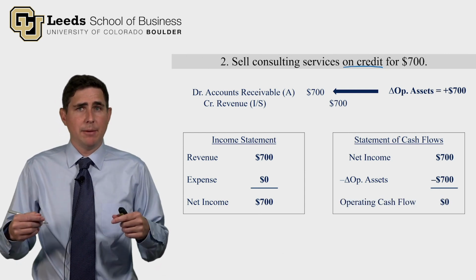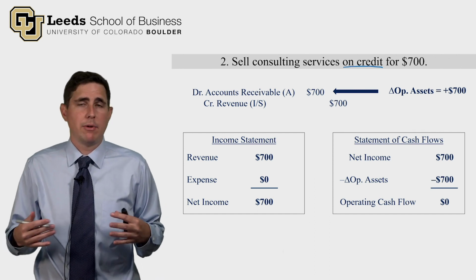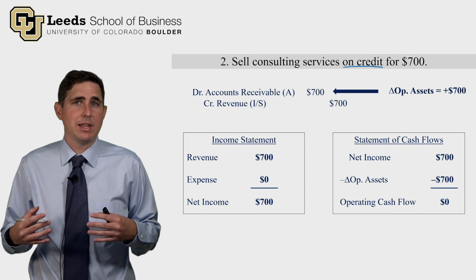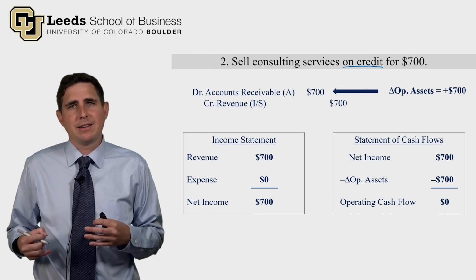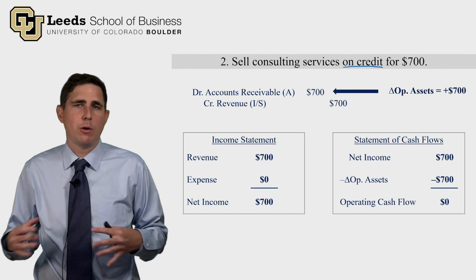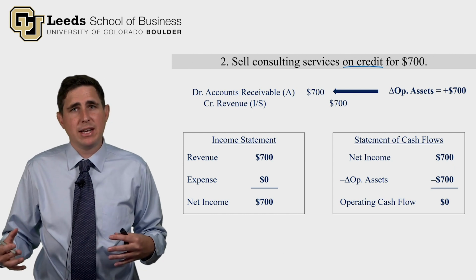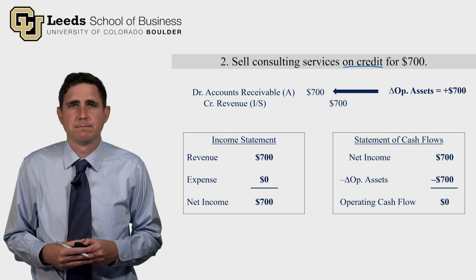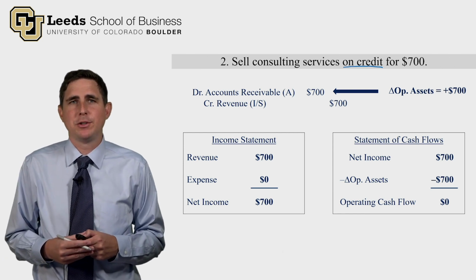So you'll take net income, which reflected revenue of 700. But we need to adjust the net income because we haven't actually received the cash yet. So we subtract the change in the accounts receivable to arrive at 0 cash. We haven't received any cash for this transaction yet. So our operating cash flow is 0. Okay, that's example number 2.